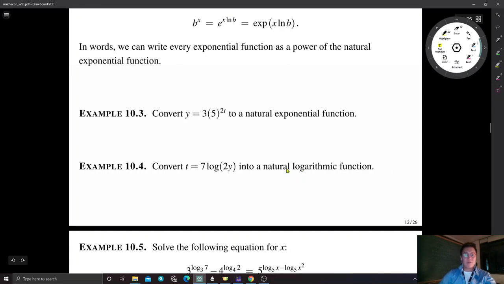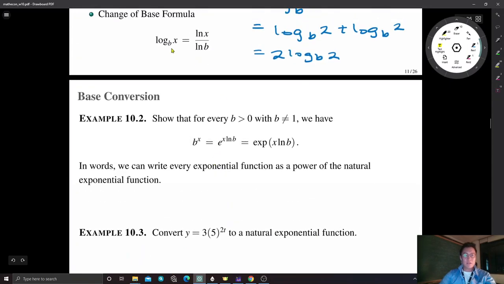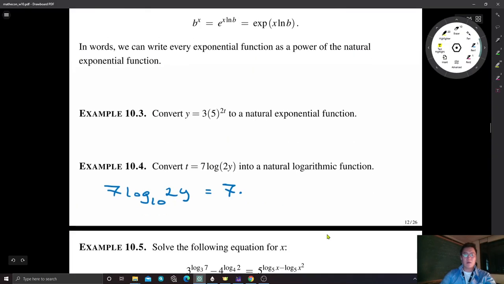So 7 log with the base 10 of 2y. 7 is a constant, so I'm going to leave it alone. And then, in light of this formula, we can change logarithm into natural logarithm, ln x over ln b. So this is going to be ln of 2y divided by ln of 10.